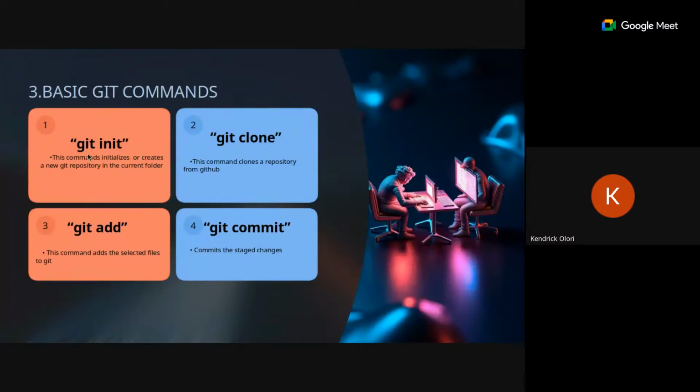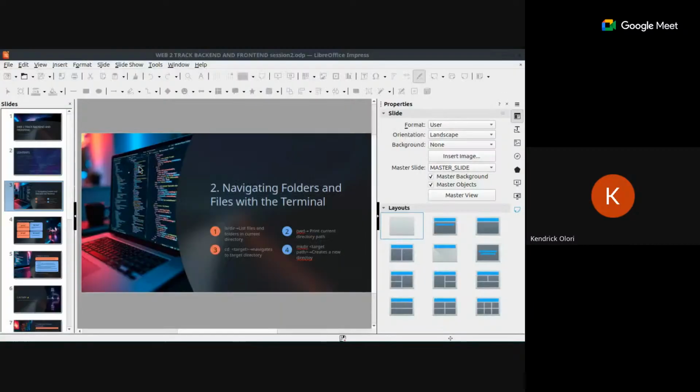The first command we go through is git init. Now what this does is that it creates a new Git repository in the folder that we are in right now. What this means is that when you do this, you are going to have a Git folder. I will show you how to do it practically.